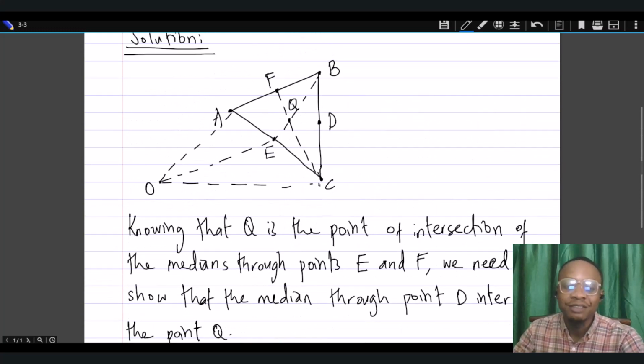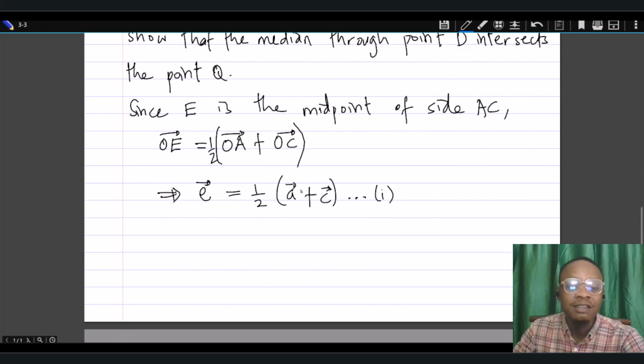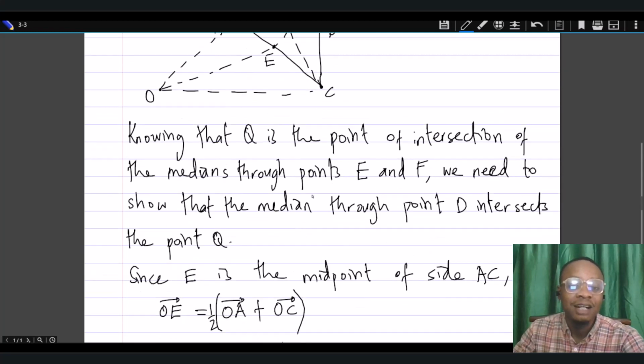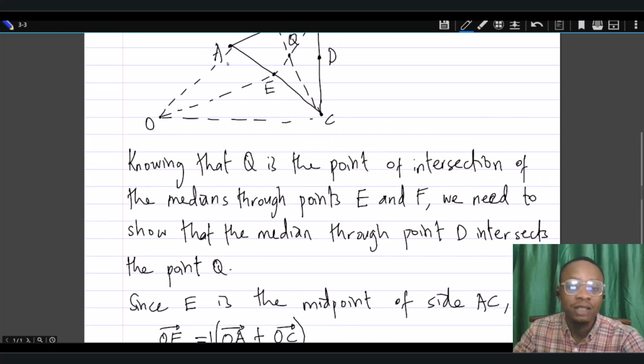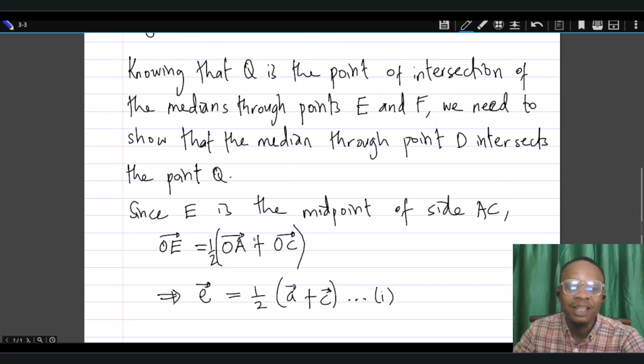Right, so that is for this side. And this is just due to the fact that E is the midpoint of A and C. So the position vector representing point A plus the position vector representing point C, when we divide by 2, will give us the position vector representing point E. So that's exactly what we have here.